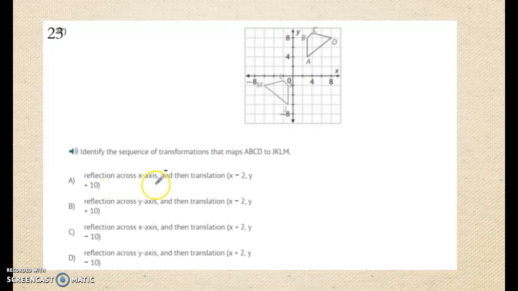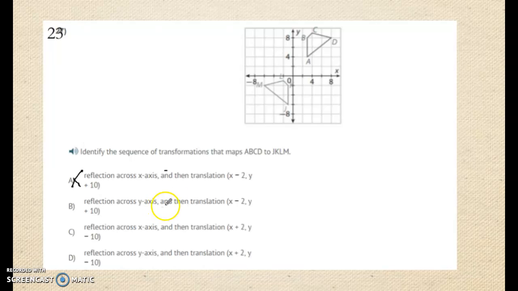The first one says reflect across the x-axis. So if we take our starting trapezoid and we reflect it across the x-axis, we're going to be down here in quadrant 4. And then it says to translate it by subtracting 2 from the x, we'd be moving 2 left and 10 up. If we move 10 up, we're definitely not going to end up where we want to go. So I'm going to mark out A.